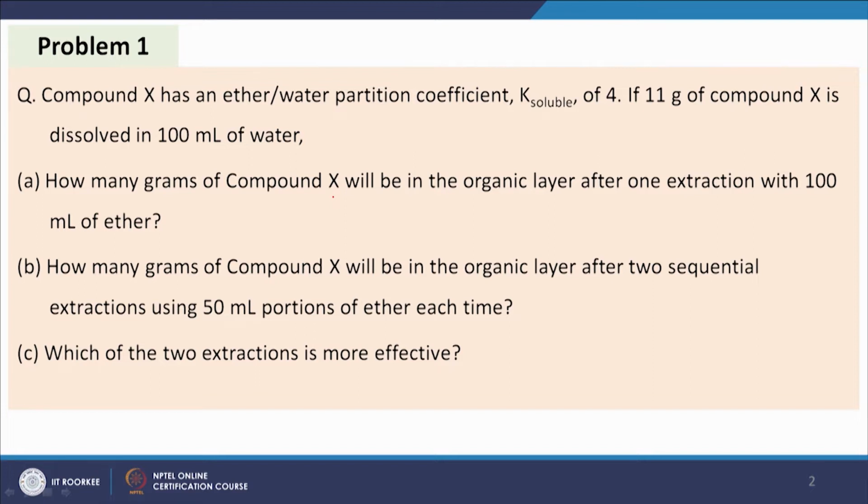So, this is problem number 1 A, and then B, how many grams of compound X will be in the organic layer after 2 sequential extractions using 50 ml portions of ether each time, and C, which of the 2 extractions is more effective. So, we have to solve this problem, and as you see, this is a problem based on the distribution of organic compounds in aqueous and organic phase.